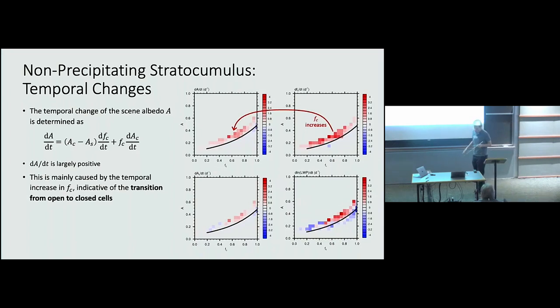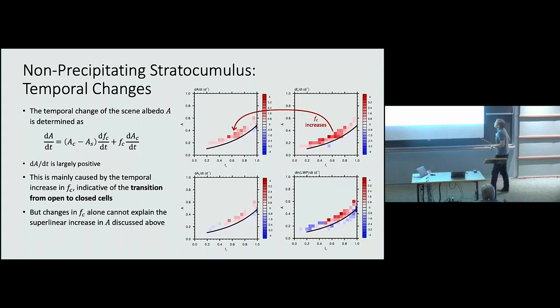However, as I said before, changes in cloud fraction cannot only explain the changes in the scene albedo. We also need changes in the cloud albedo, which we can see here. And we see a slight positive trend in the cloud albedo starting at about 0.5 cloud fraction up to 1. We also see this quite nicely in the liquid water path here on the right-hand side.